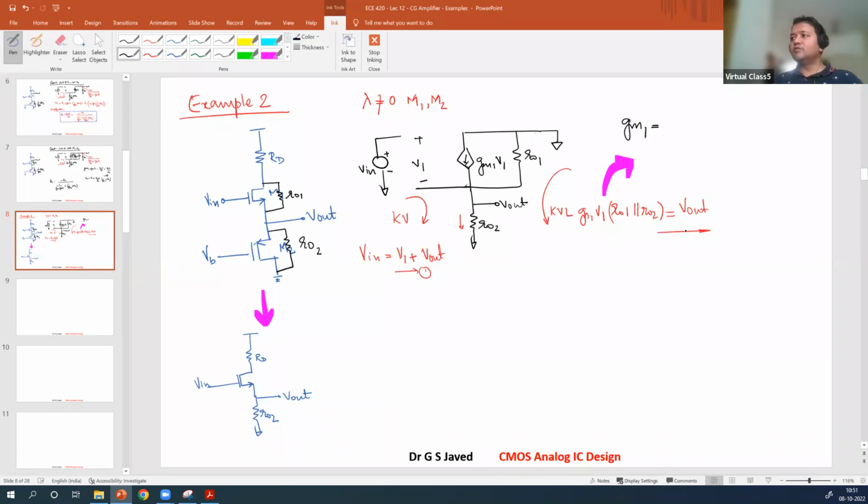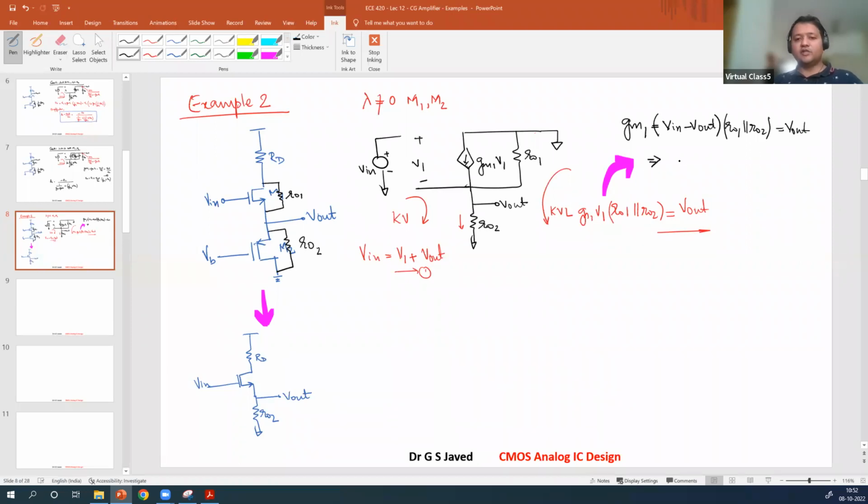GM1 is equal to Vout. You write it in terms of Vout minus Vin. So GM1 multiplied by Vin minus Vout, V1, GM1 V1 times R1 parallel with RO2 gives you the Vout value. Once you get that value, you can now simplify.